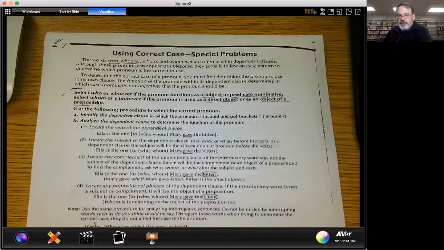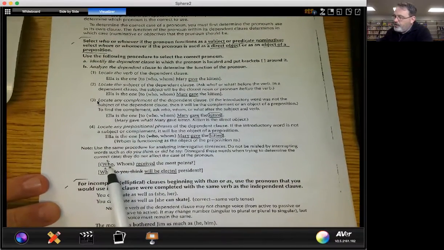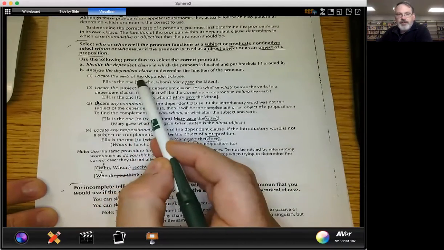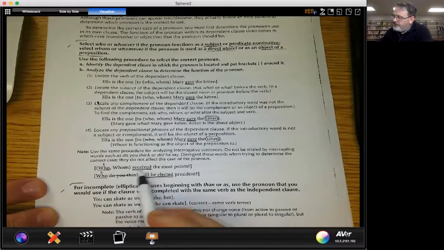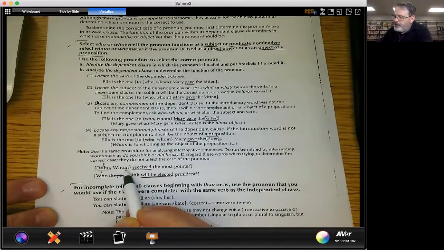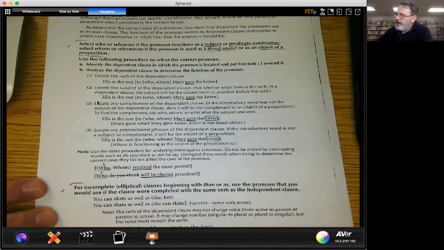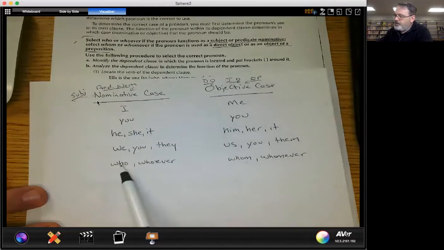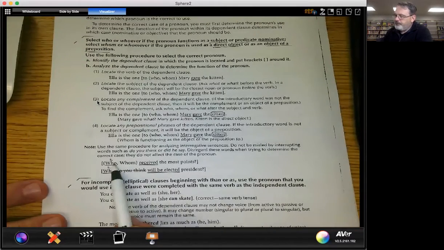They gave us the answers here. Who or whom received the most points? Well, they've determined that first, so they first want you to locate the verb. Well, the verb was received. Then they want you to locate the subject. The subject is who or whom. Well, since the word is being used as a subject, we know it has to be nominative case. And so you choose either who or whoever. So it's who. Okay, that makes sense? Pretty simple. Look at the next one.